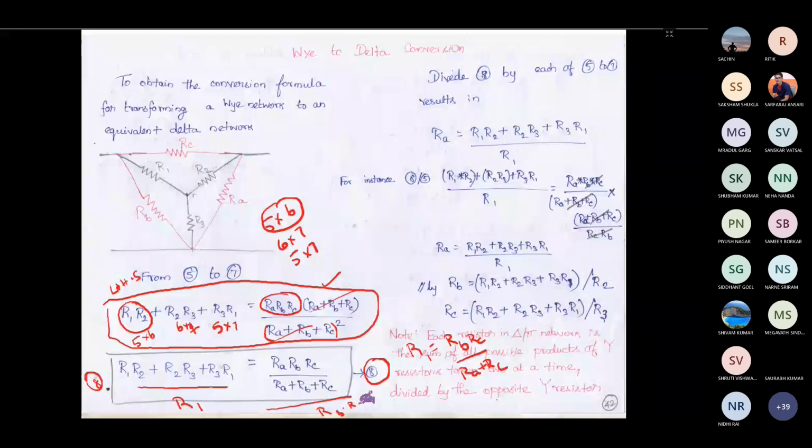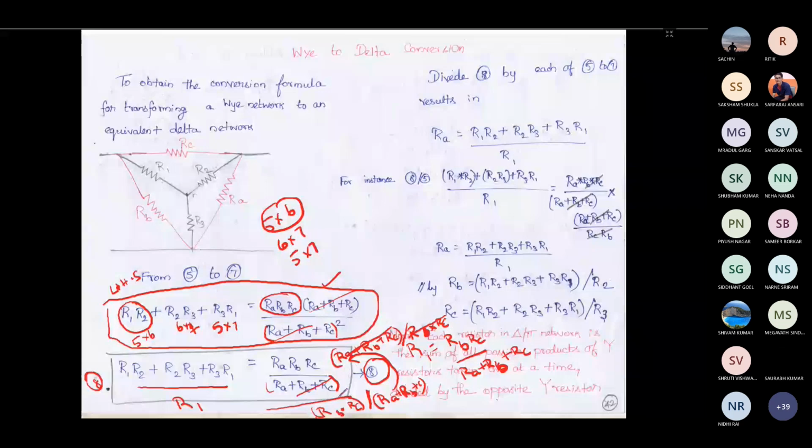RB into RC divided by RA plus RB plus RC. So if you do like this, then this term can be taken to the numerator. In that case, you will get RA plus RB plus RC here, then divided by RB into RC. Okay, so this one will get cancelled, and this RB RC is there.